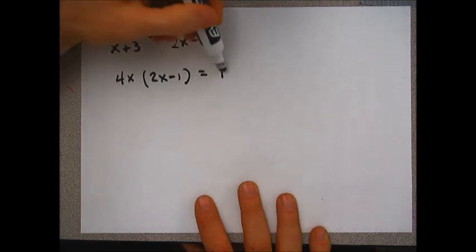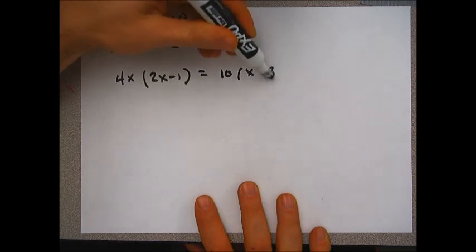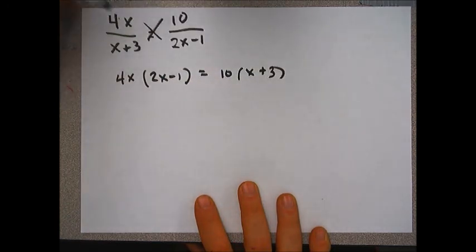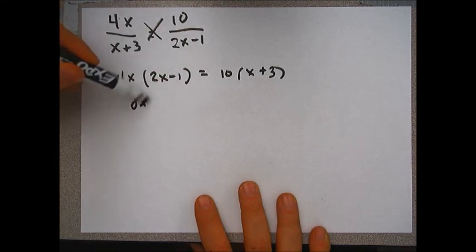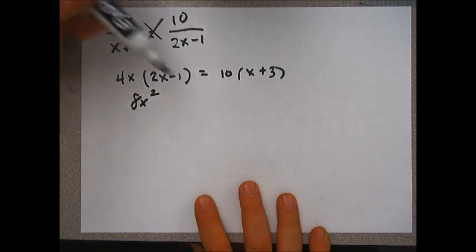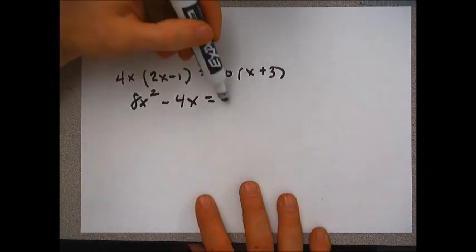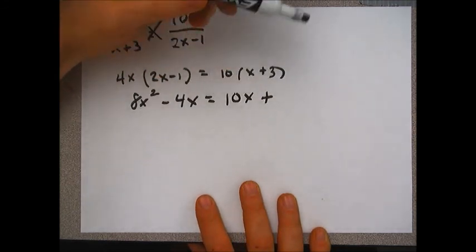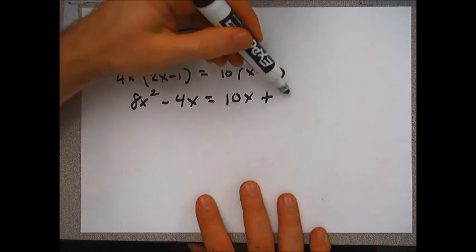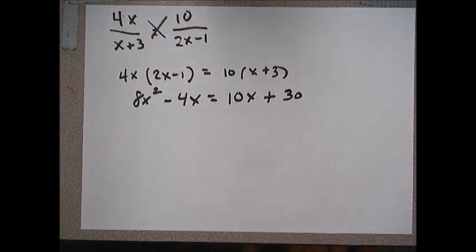Is equal to 10 times x plus 3. So we cross multiplied. Okay, over here I want to distribute. This would give me 8x squared minus 4x is equal to 10x plus 30. Okay. So you want to pull everything to one side and set it equal to 0.